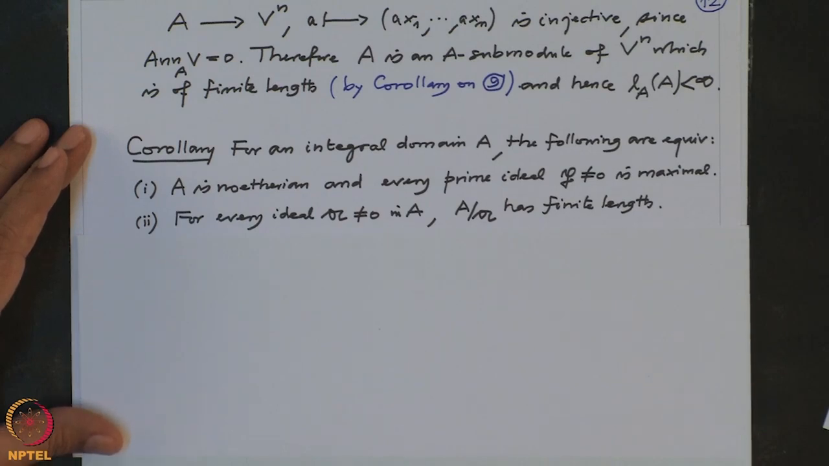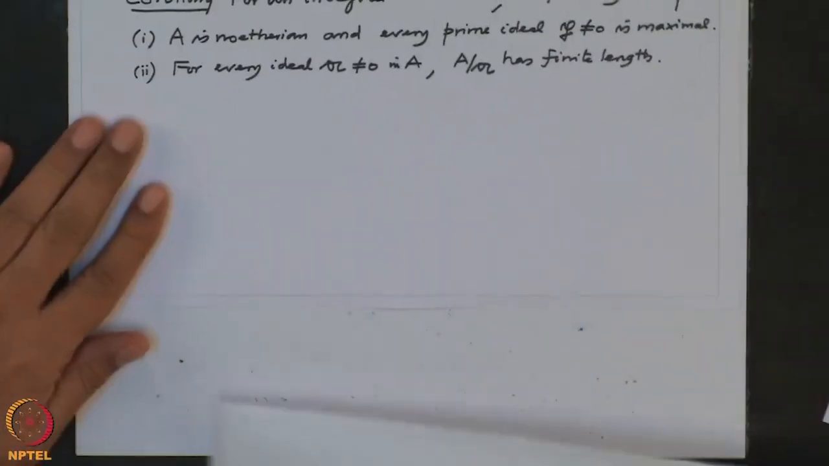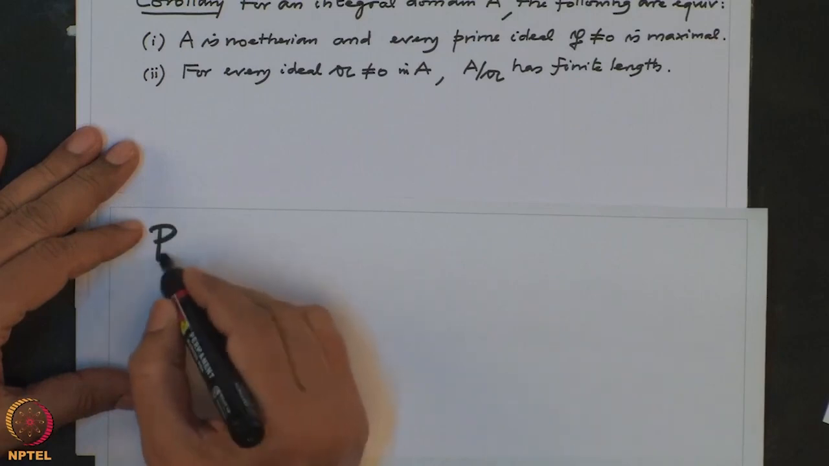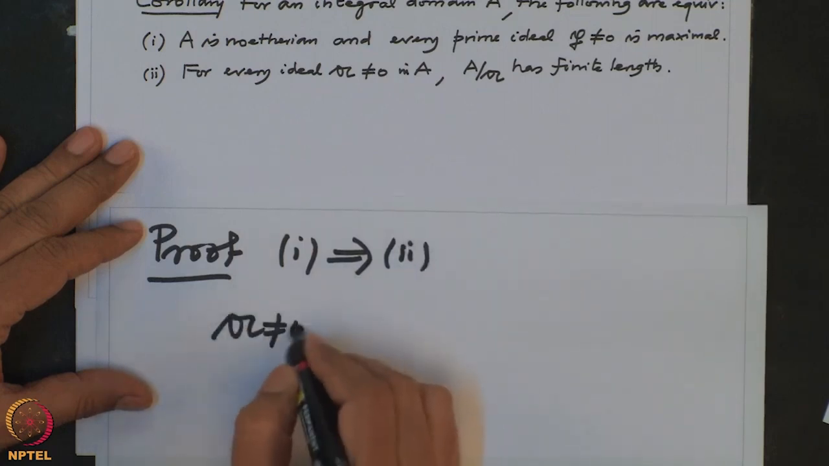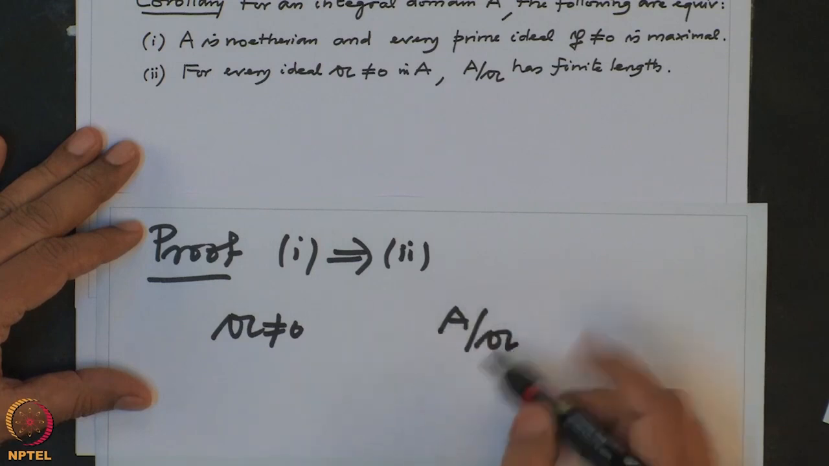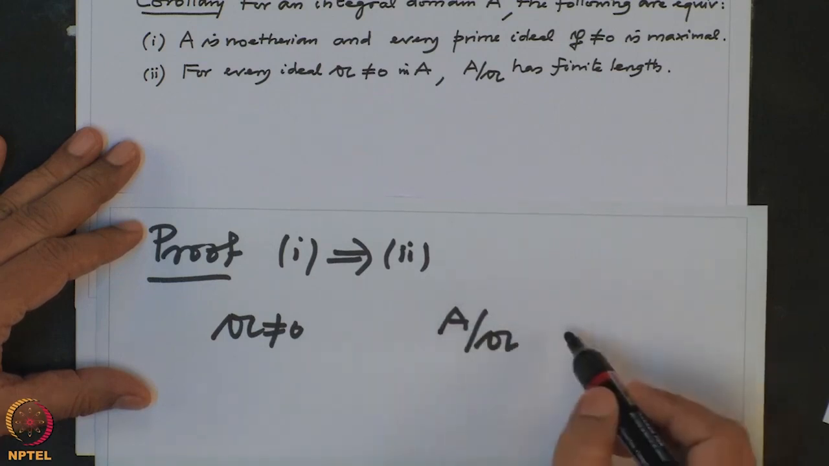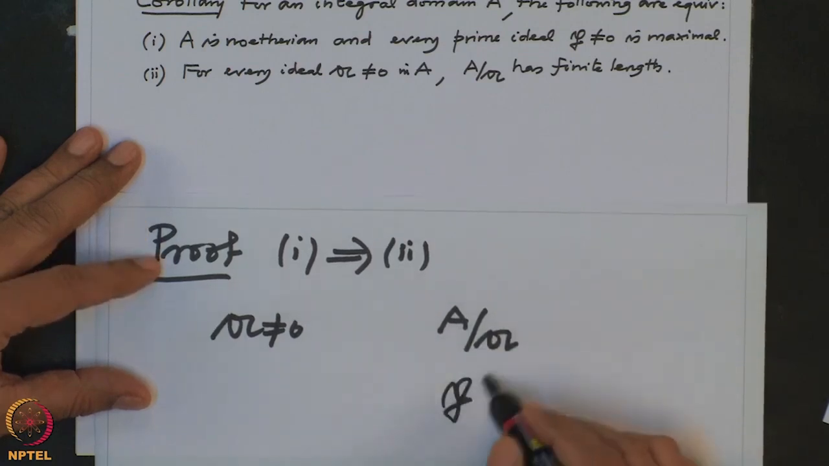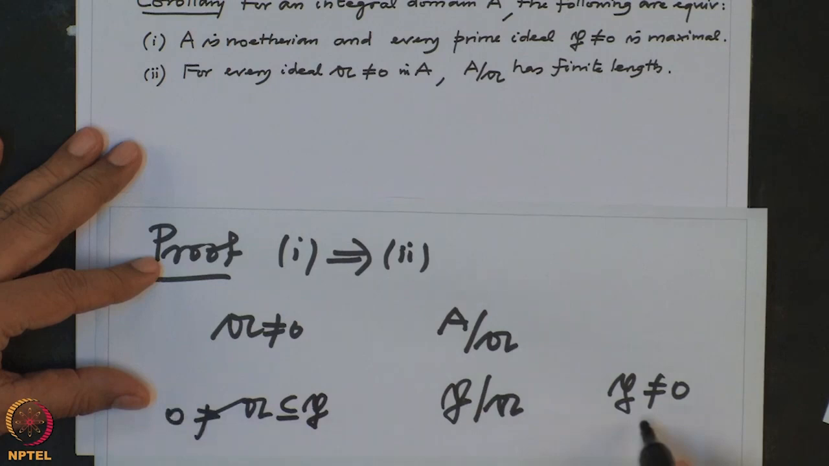This is also clear because, so let me write down the proof. So we want to prove this. Say for example, proof, 1 implies 2. We are given a non-zero ideal a and looking at the ring A by a, I want to prove that this ring has a finite length. By the earlier theorem, I will prove that A by a is Noetherian. So I have to prove this ring is Noetherian and every prime ideal here is maximal. So if you take any prime ideal here, that is of the form P by a, and P has to be a non-zero prime ideal in A, because a is non-zero and a is contained in P, therefore this is non-zero, therefore P is non-zero, but we are given in 1, P is maximal then.